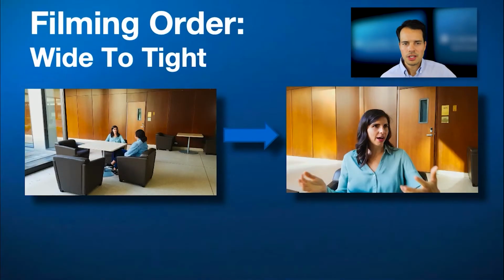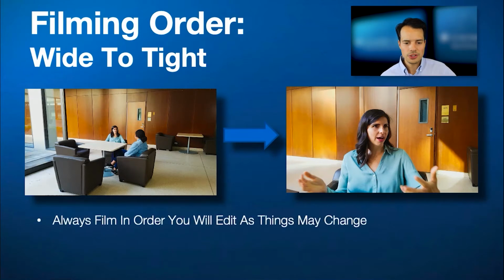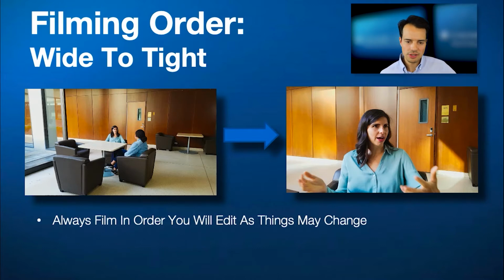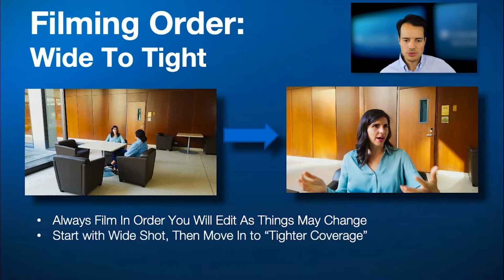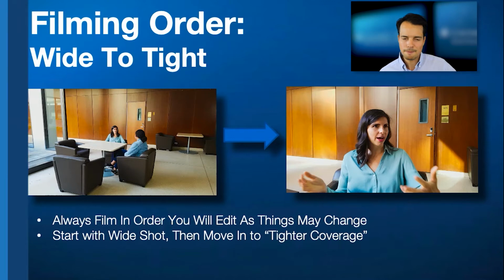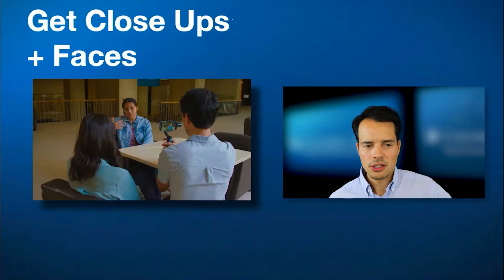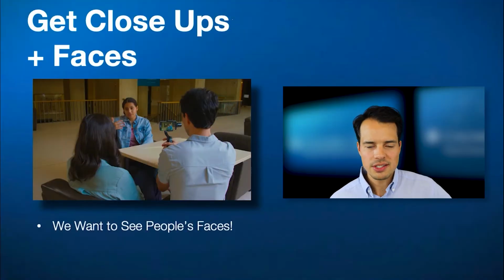When you're filming, think of the order in which you're doing it. So it's good to start with a wide shot first because things may change as the scene goes on. In this case, we would start with a wider shot of the people talking and then go into a tighter shot of one of the subjects while they're talking. And remember, get close-ups and get faces. This is something that we want to see when we're watching a film.